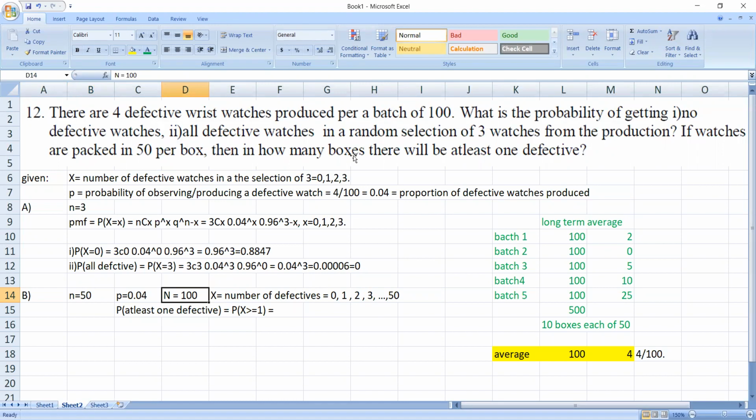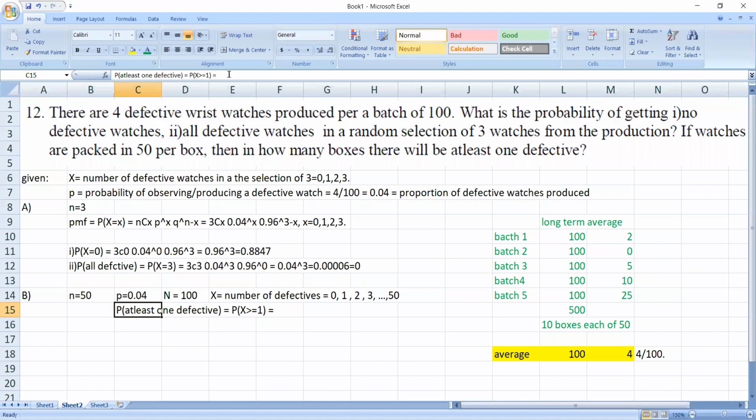Then in how many such 100 boxes? I said to include the words such 100. How many such 100 boxes will have at least one defective? So we are interested in selecting at least one defective.